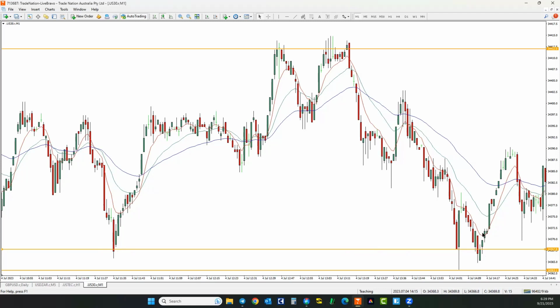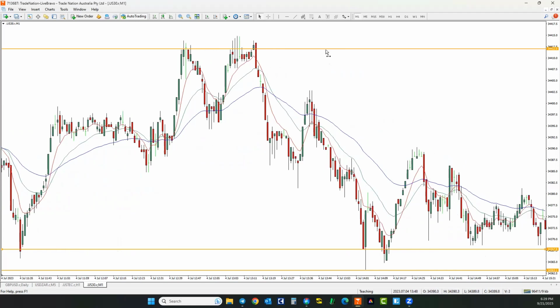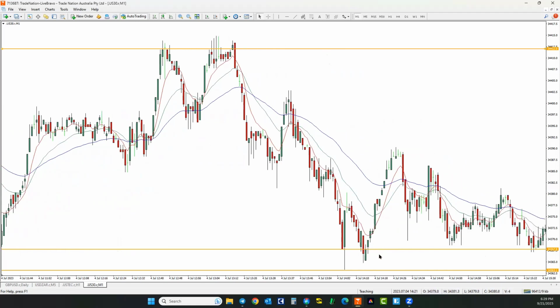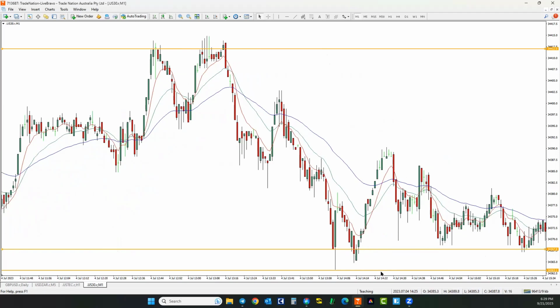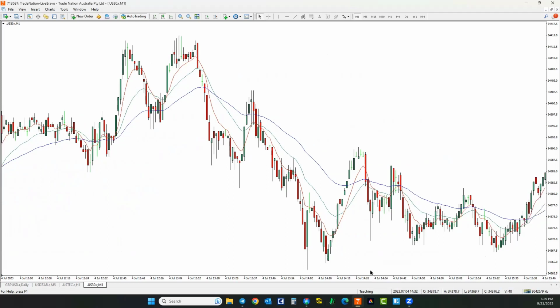Now, what we don't see a lot of at the moment, we haven't seen any head and shoulders yet. Wrong button. There we go. And we haven't seen rectangle tops and bottoms, so I'm going to keep an eye out for those.